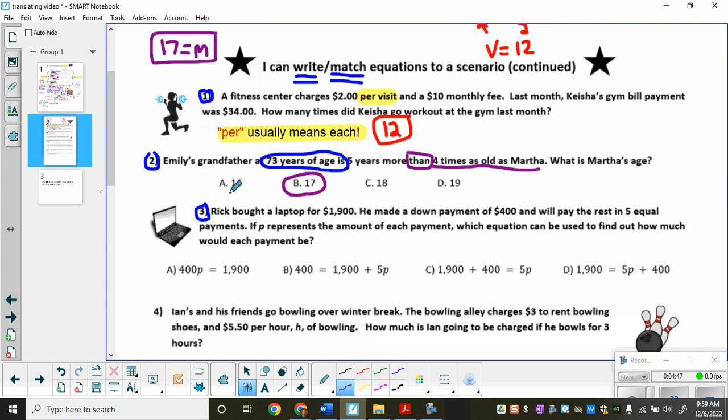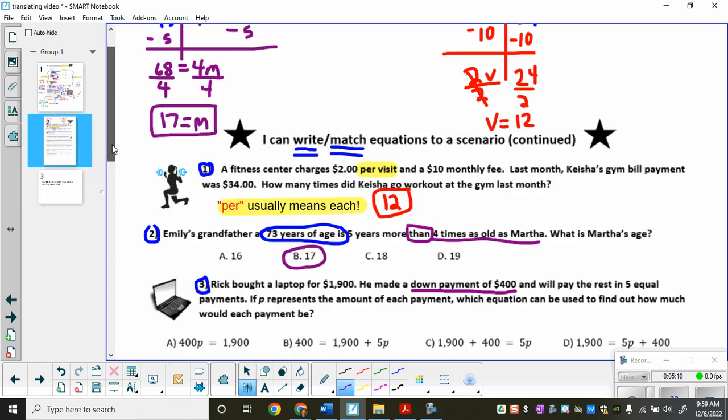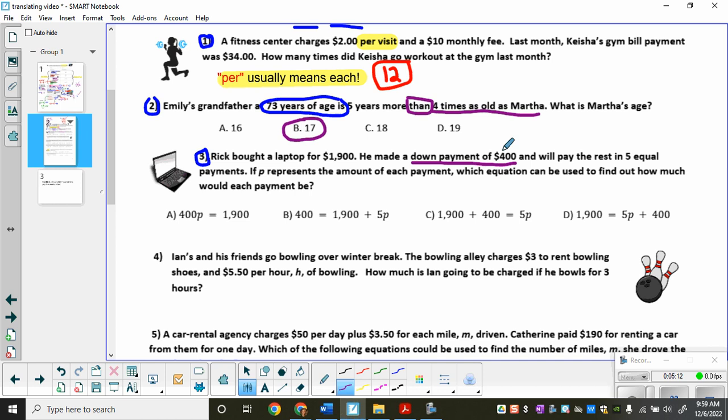All right. If Rick bought a laptop for $1,900 and made a down payment of $400, what that means, y'all, a down payment right here, it's when you're in a store and it's what you go ahead and pay right then and there, and then you have to pay the rest over monthly payments. If you're in a store and you make a down payment, you're basically paying it right then and there, and then the rest of it you somehow pay in equal payments.